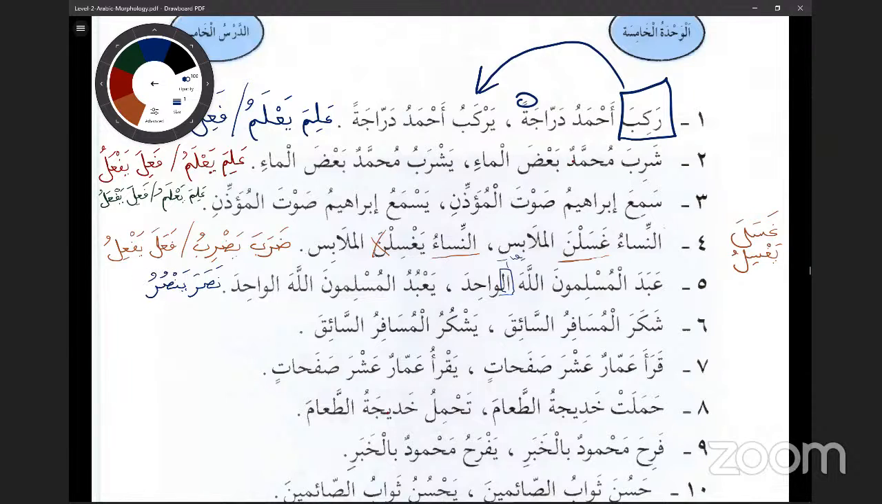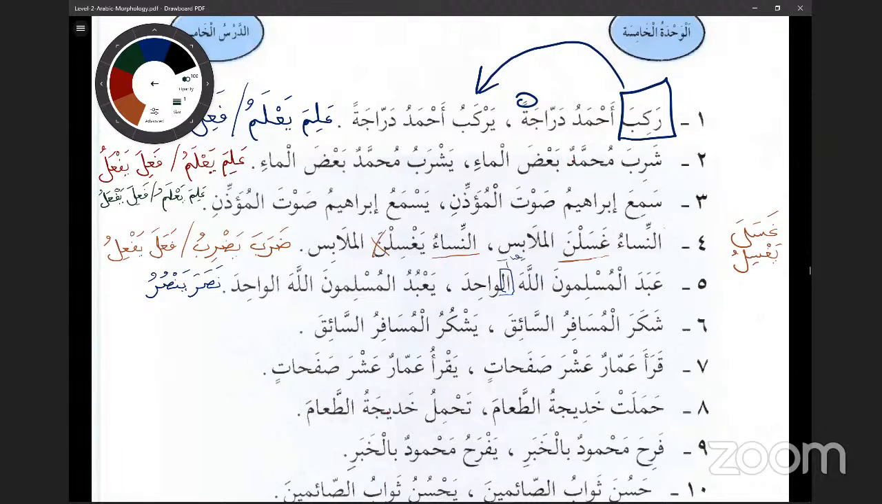And next, if we can have Al-Ghani. Assalamu alaikum. وعليكم السلام يا شيخ. كيف حالك؟ أنا بخير وأنت؟ الحمد لله. وأنا كذلك الحمد لله.